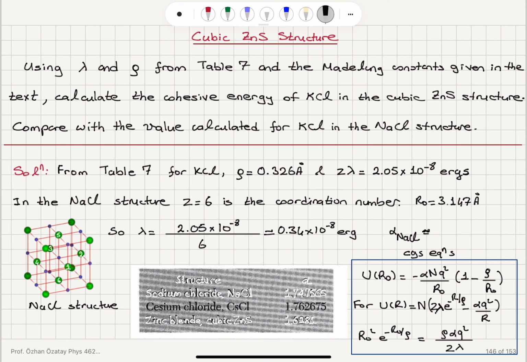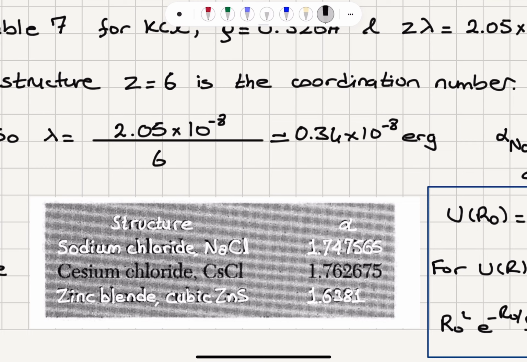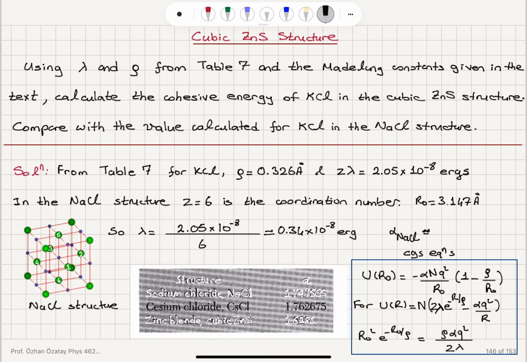All right. What's the Madelung constant for sodium chloride? The sodium chloride Madelung constant is given in the text of Kittel: 1.747565. So it is approximately 1.748.